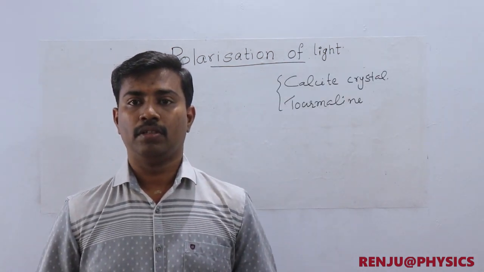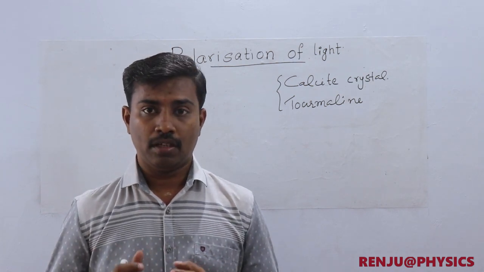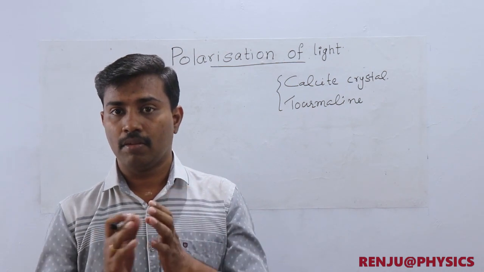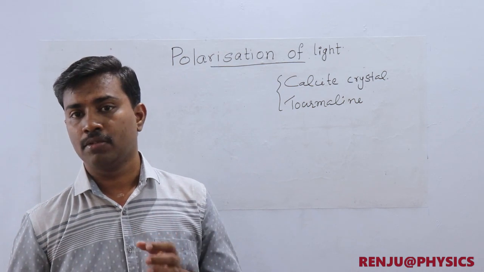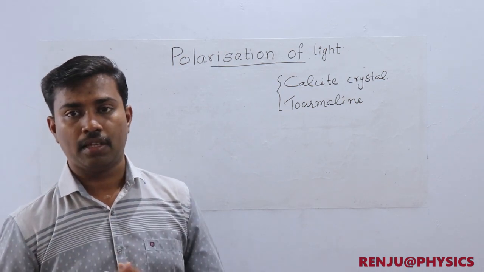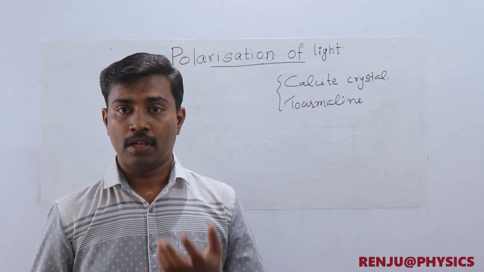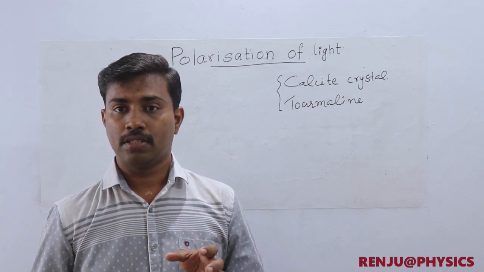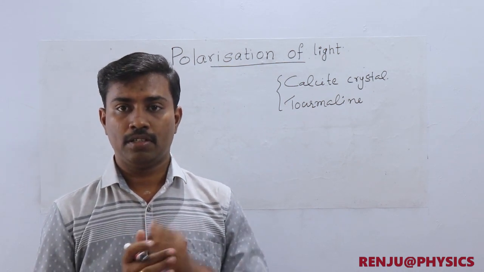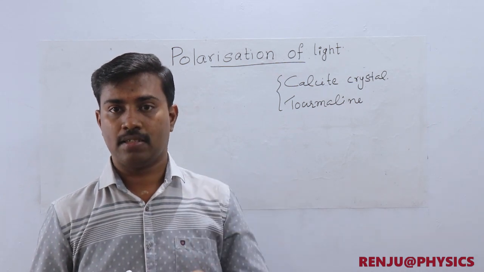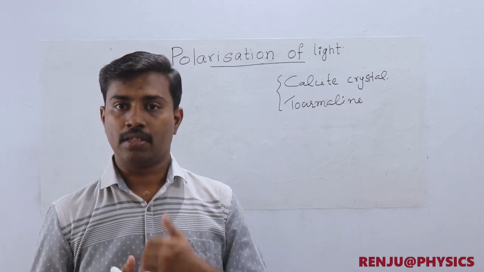Now we are going to discuss polarization of light. We know that an unpolarized light consists of vibrations in all directions. Suppose this unpolarized light is passed through a certain crystal like calcite or tourmaline. It is passed along the axis of the tourmaline or calcite crystal.